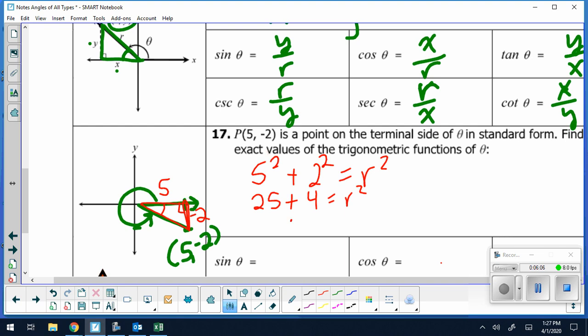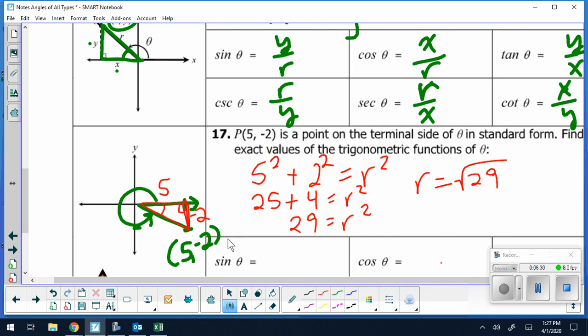So 29 equals r squared. Taking the square root of both sides, I get r equals square root of 29. That's a distance. That's just a distance. So I'm not even looking at the negative on this one. That's a distance, so it's just square root of 29. I don't do plus or minus because I don't want the negative one. I just want the distance. So that's the length of the hypotenuse.